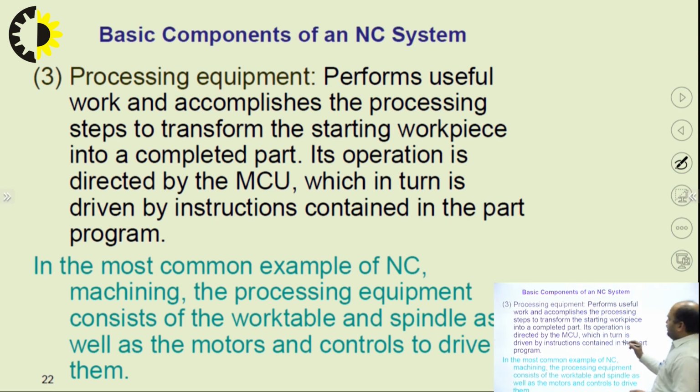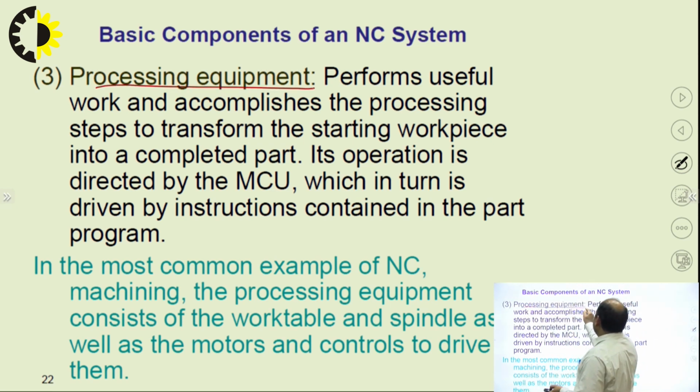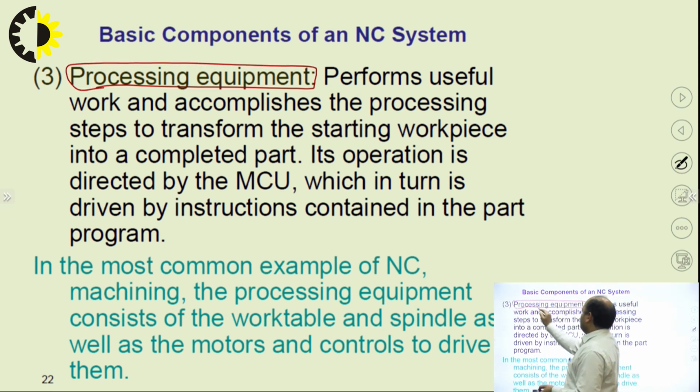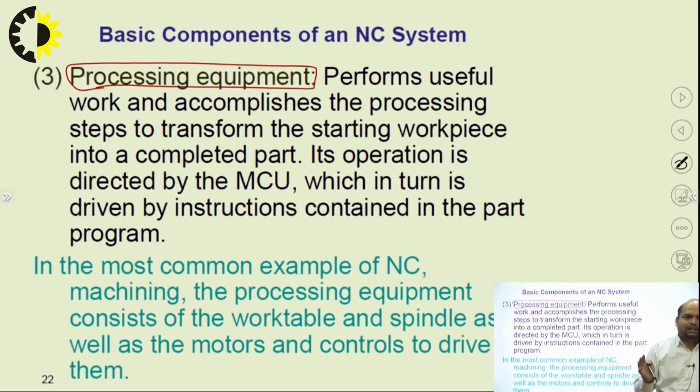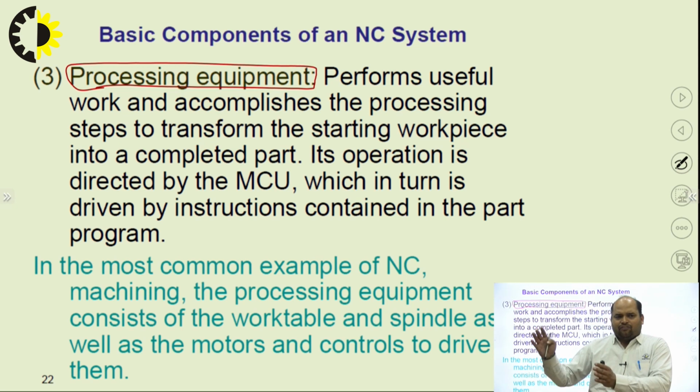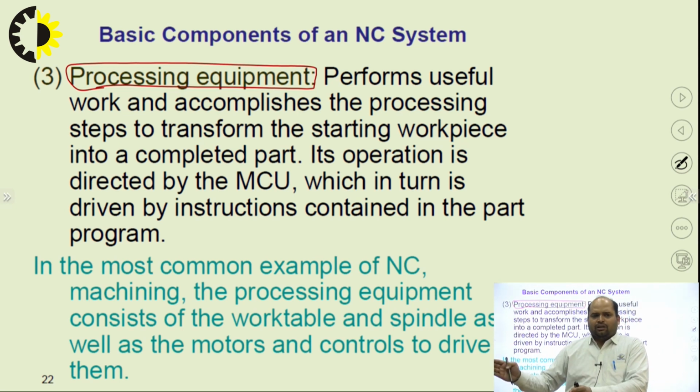Now talking about the third component, which is processing equipment. First, we have discussed part programming. In part programming we prepare a sequence of operations in the form of punch tape or magnetic tapes, and after that the program is read by the machine control unit. After decoding the part program, it is sent to the processing equipment or machine tools.